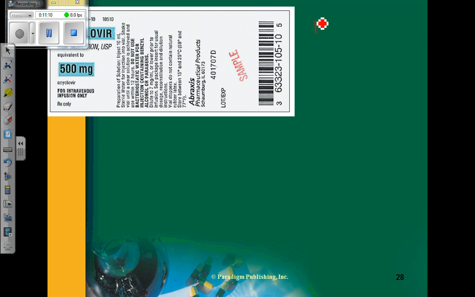Next question. This is number 2 out of your book on page 151. Okay. So it says how many milliliters, so we'll put X milliliters, of solution are needed to provide 350 milligrams, okay, of acyclovir.